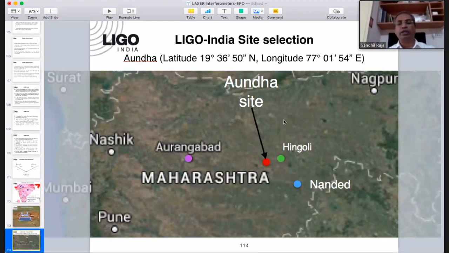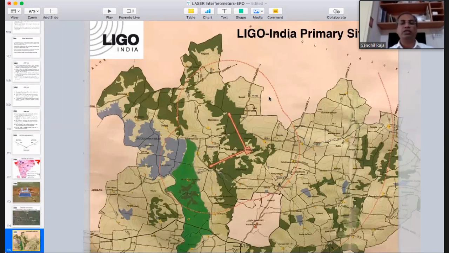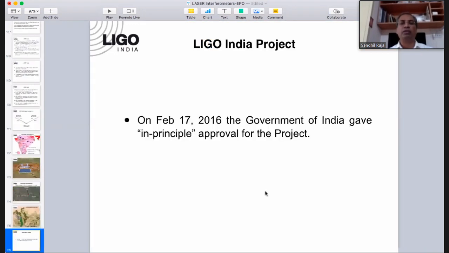So, based on the site selection report, the primary site was narrowed down to a place called Aundha, in Hingoli district, close to Nanded. And this is the site that has currently been acquired for the LIGO-India Project. This is the local district map of Hingoli. This is the orientation of the arm and the location of the district where the site acquisition was done.